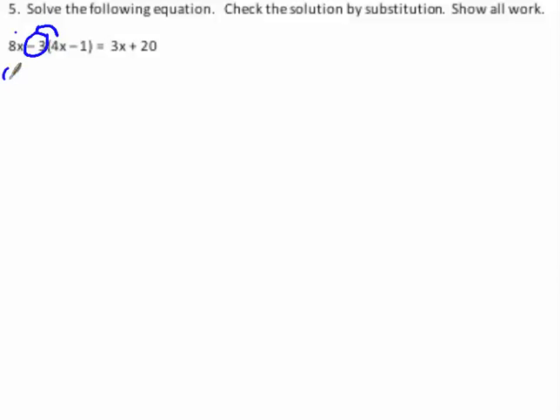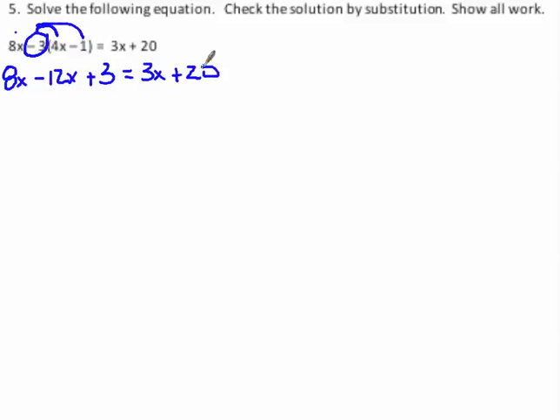So we bring down the 8x here. When I distribute negative 3, it gives me negative 12x. So we'll make that like a minus 12x. And then negative 3 times negative 1 gives me positive 3. So we'll make that like a plus 3. All of that is equal to 3x plus 20 that we'll just bring down.